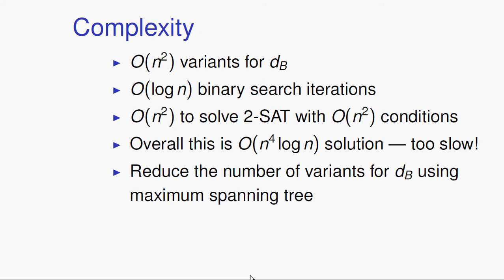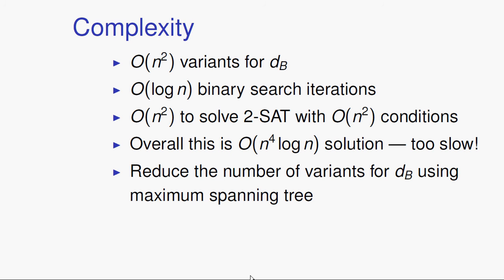First, we have n squared variants for dB in the outer loop, because there are n squared distances between different pairs of shipments. Then we have an inner loop with the binary search, and in the binary search we have n squared variants, but as it is binary search, we only have to do a logarithmic number of iterations to finish with it. So it's log n iterations of the binary search.